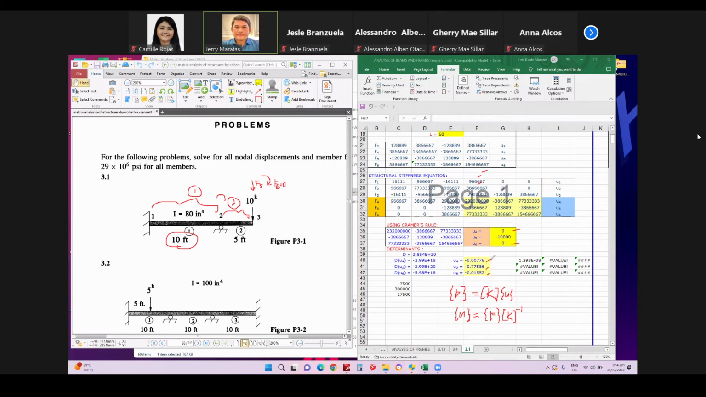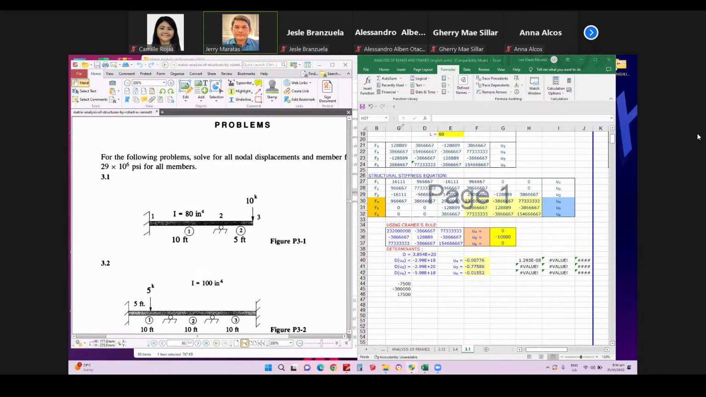So U4 is a rotation, U5 is the displacement, negative, and U6 is also a rotation. So there are rotations in our load. Okay, so it's quite simple. Let's have another example.